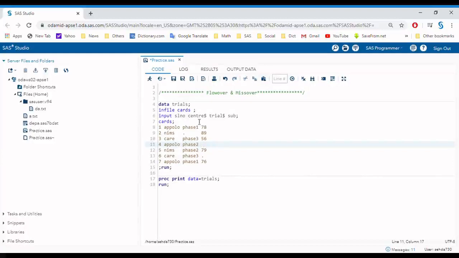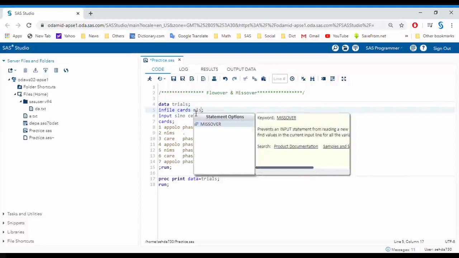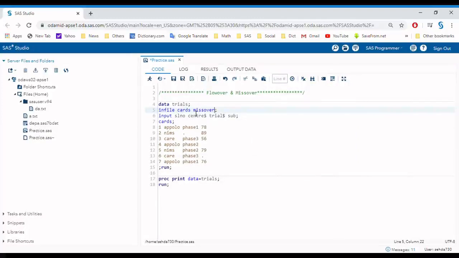So to deal with that problem, there is an option called Missover. If we apply Missover, what does it actually do? Missover tells SAS that if something is missing, do not jump to the next line to read for that particular variable. Leave that blank as it is. So that is the work of Missover.